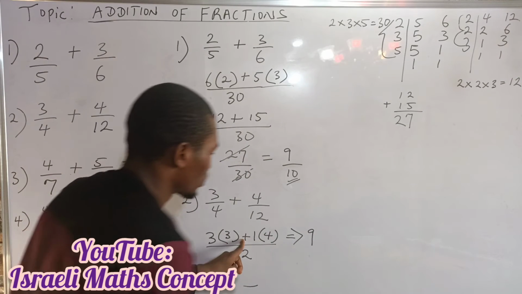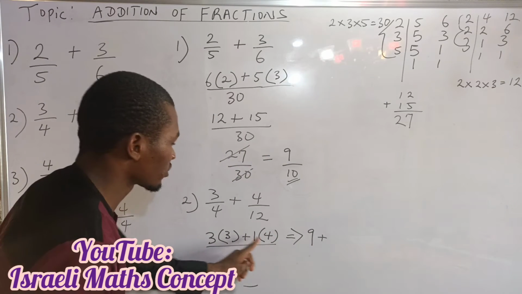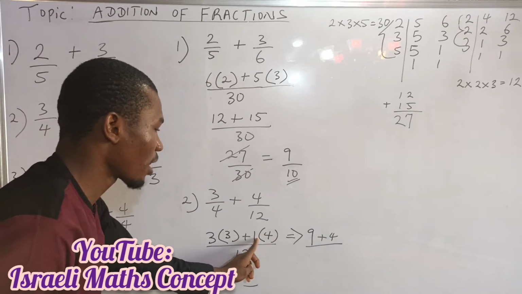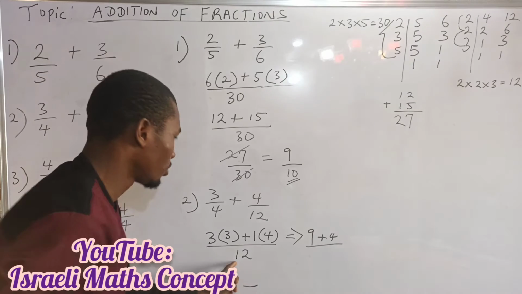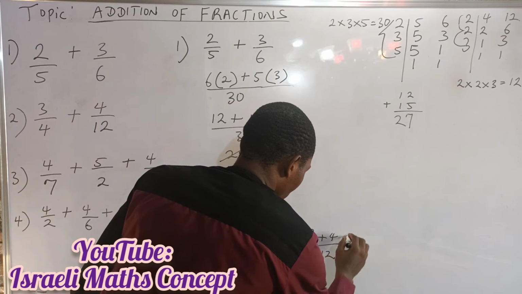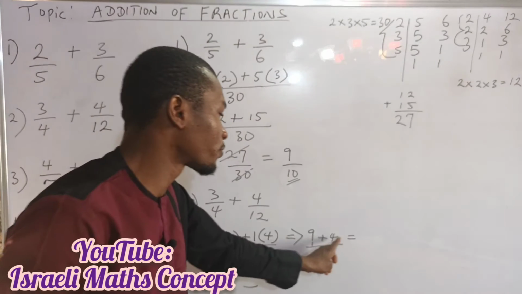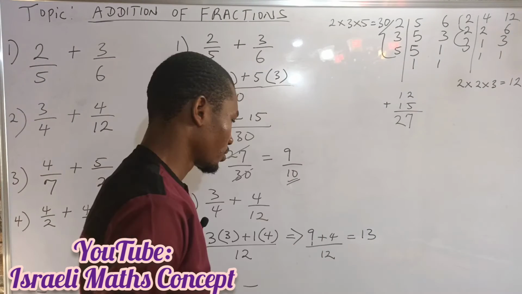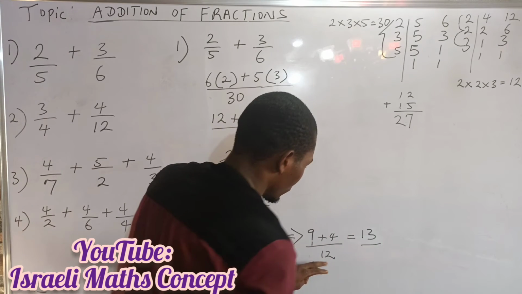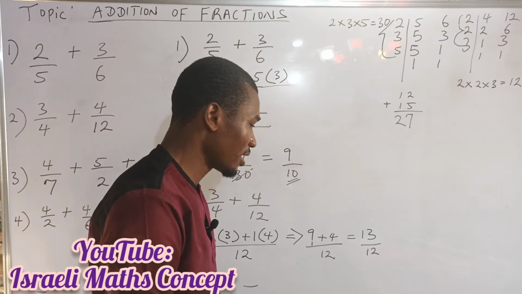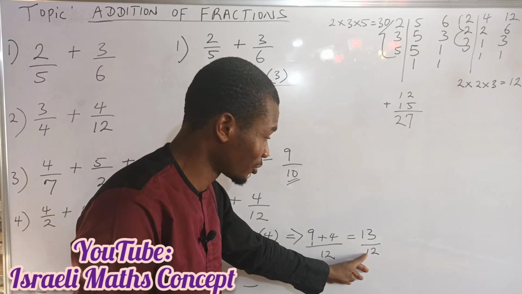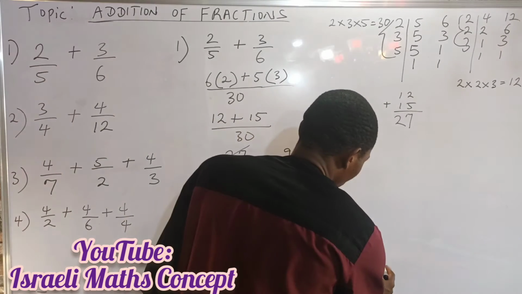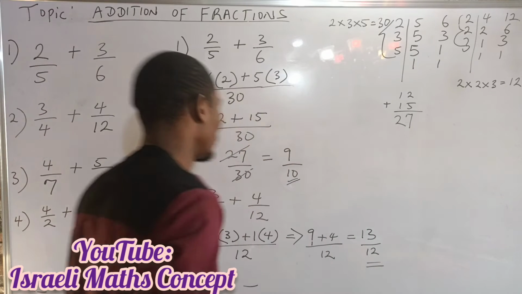Then we put our addition sign. Then 1 multiplied by 4 will still give us 4, because any number multiplied by 1 is still that number. Then all over 12. Then 9 plus 4 will give us 13, and that is all over 12. Then it cannot divide further because no factor can divide 13 and 12 at the same time, such that our answer is 13 over 12.